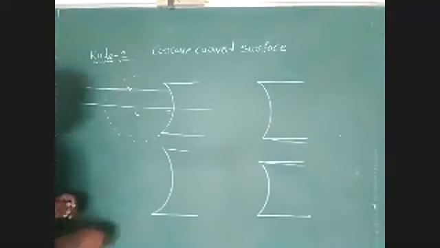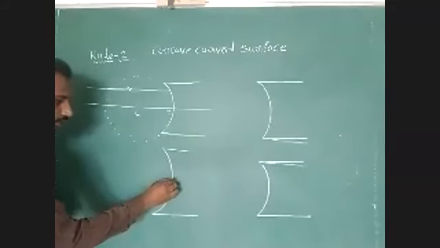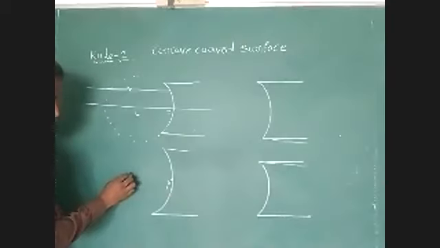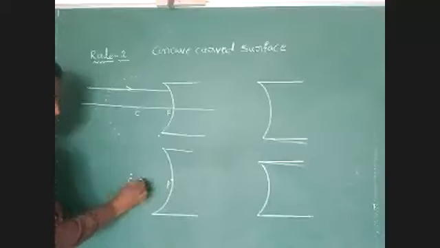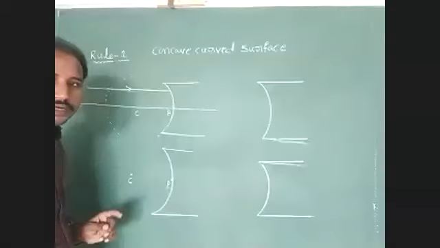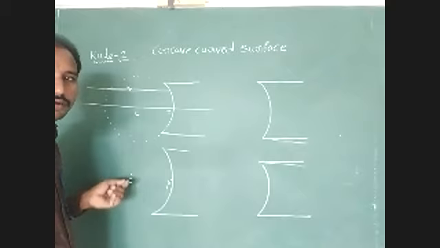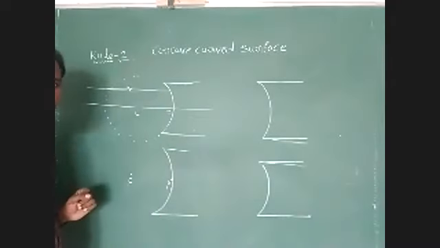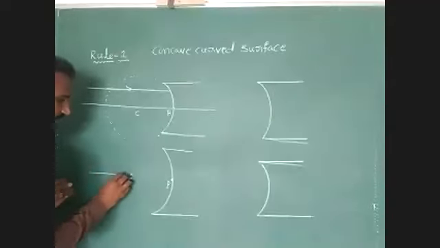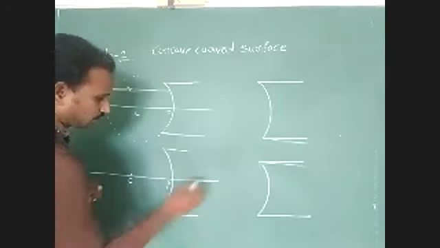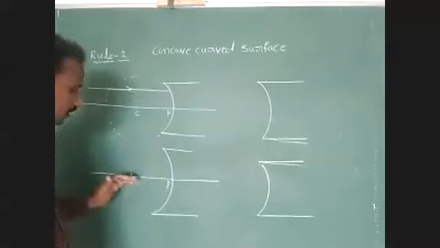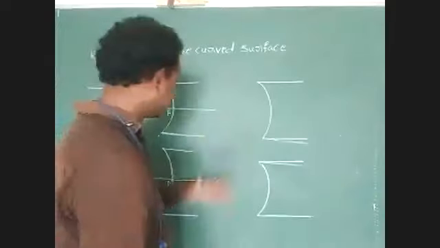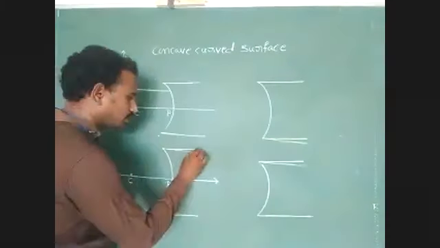For this diagram, we have to represent the center of curvature and the pole. The midpoint of this concave curved surface is called the pole. The center of curvature we consider outside. This point is a real point. We have to capture this point on screen. Draw an imaginary line passing through the center of curvature and the pole. It is the principal axis.